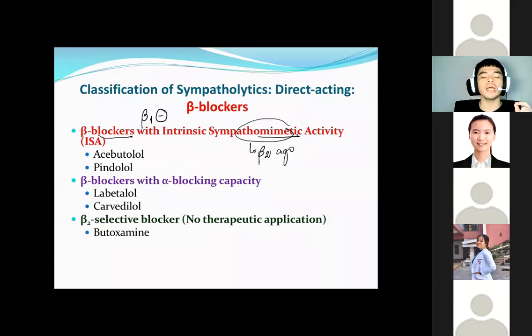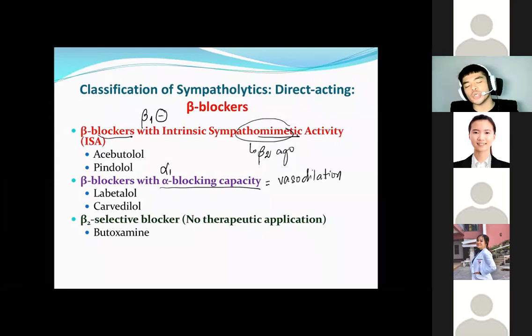Next, we have beta blockers with alpha-1 blocking effect. For beta blockers with alpha-1 blocking effect, these are the drugs na may additional vasodilation effect. So these are the agents that have vasodilatory effect. That is, we have labetalol and carvedilol.